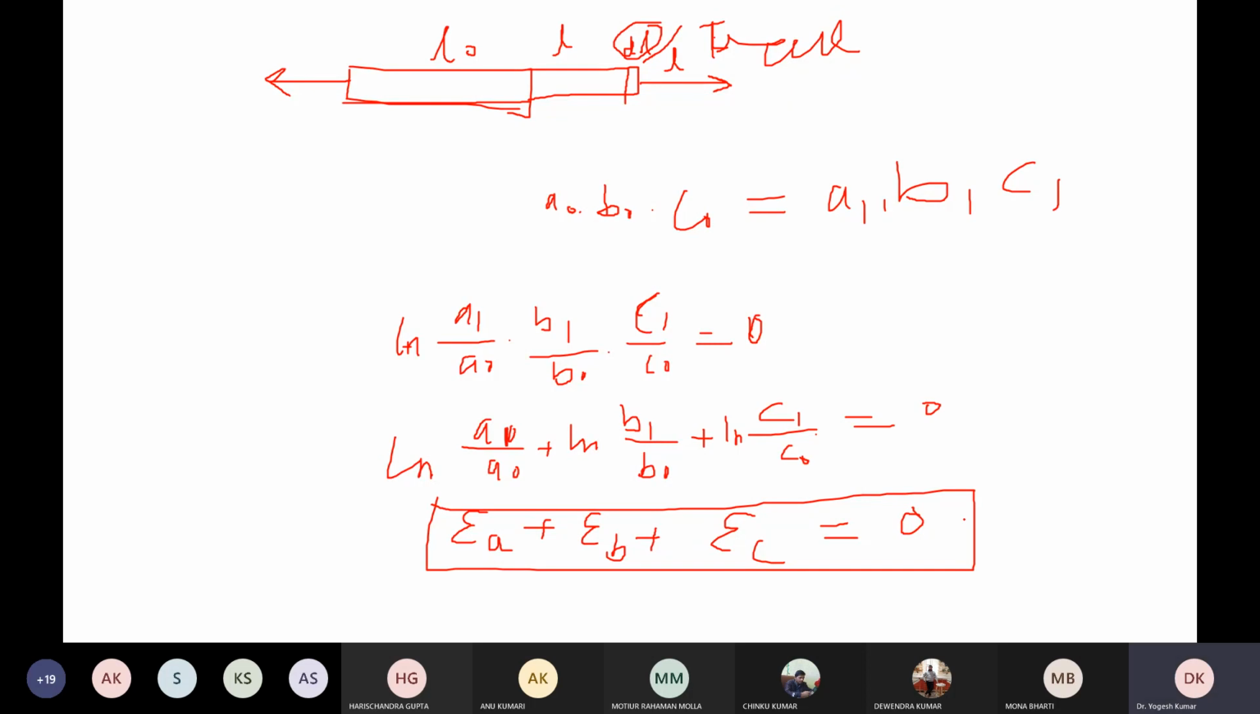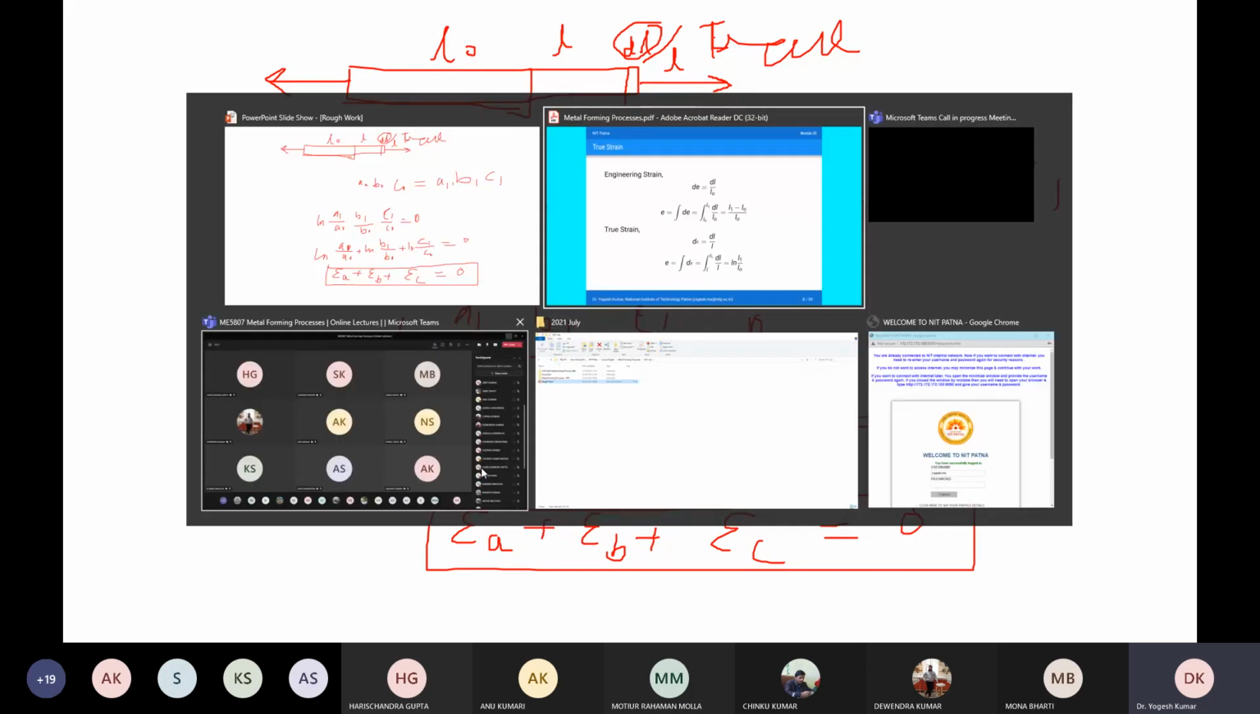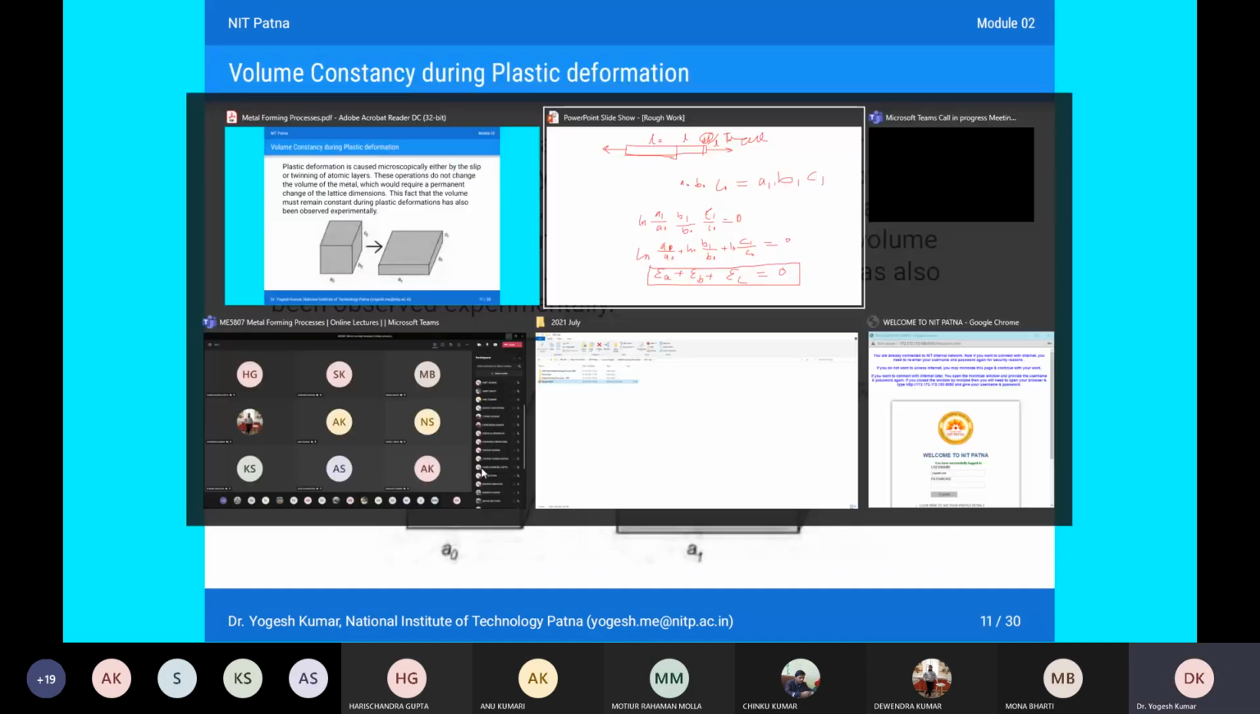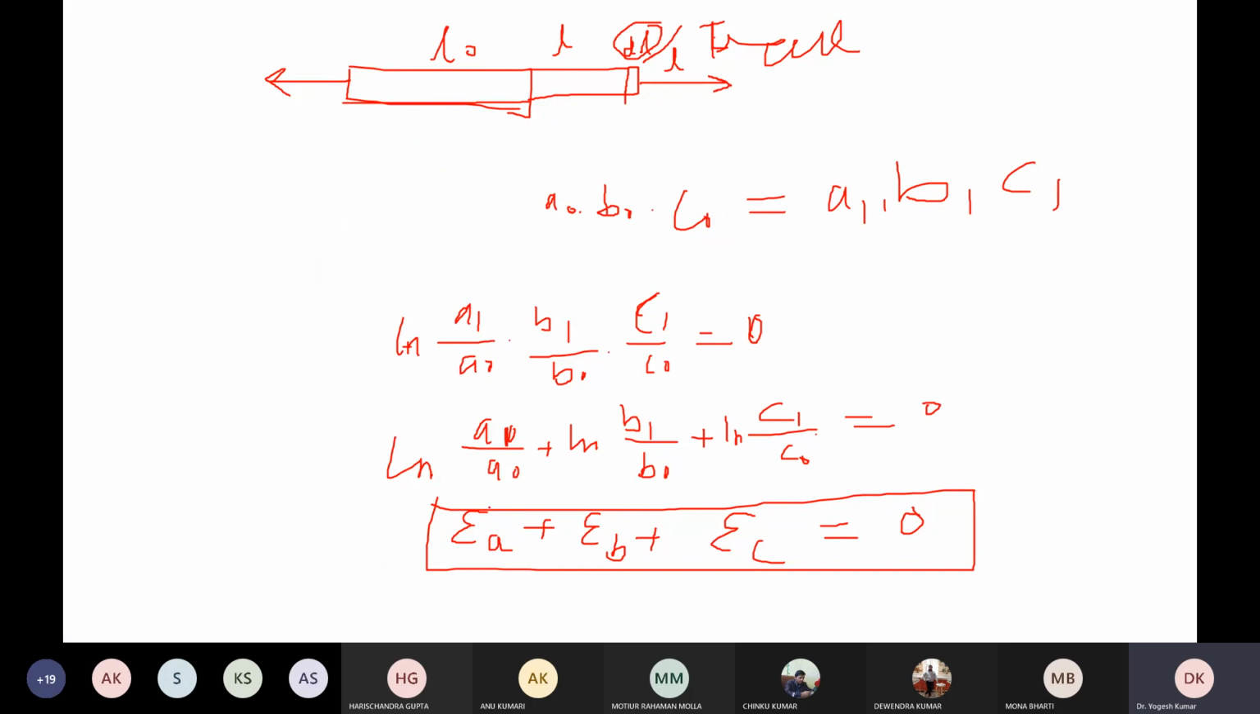So what does it mean? Suppose there is an increase. So what does it conclude? That if your epsilon A is positive, suppose it is having a positive value, epsilon B is also having a positive value, then obviously your epsilon C, that is the strain in your C dimension, would have a negative value. Okay, so that its total sum is equal to 0.